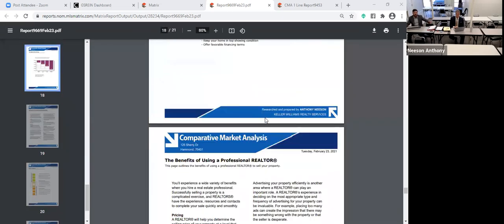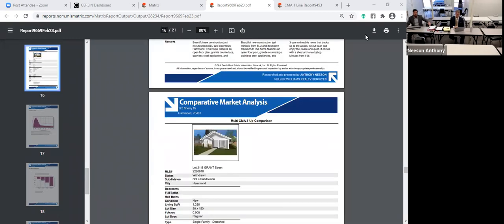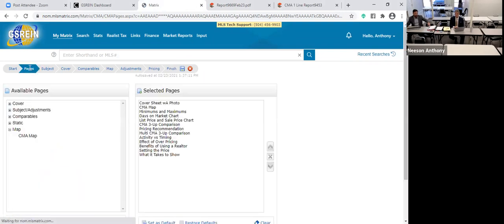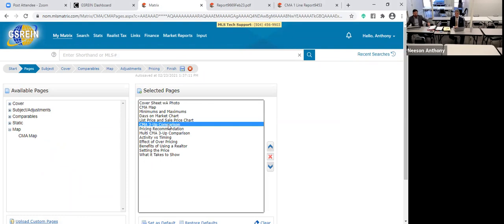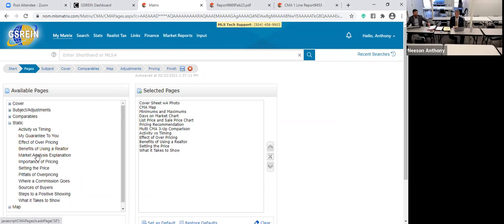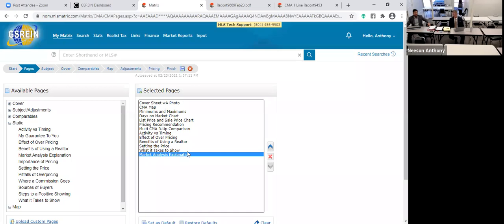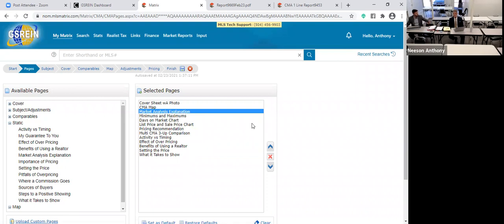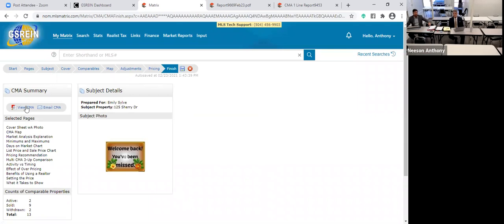Now, let's say you want to print it or download it. You absolutely could. But let's say you didn't like it, right? Let's say you didn't like one of these. Well, I could go back to pages and I don't like that CMA, I want the other one. And I didn't pick the market analysis explanation, and I want that. Let's go put it up underneath the map, right? Well, now I could go through and just refinish it and view it.